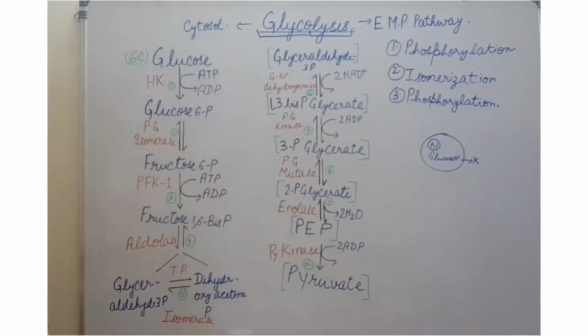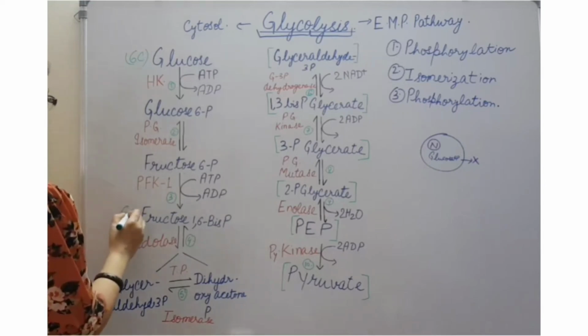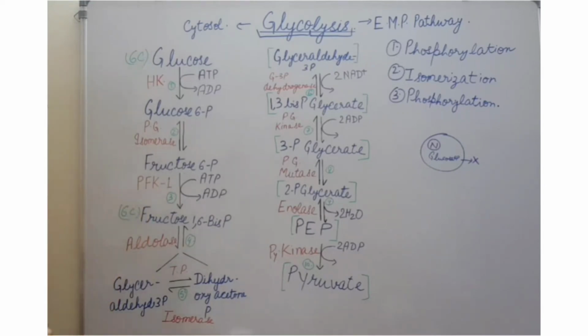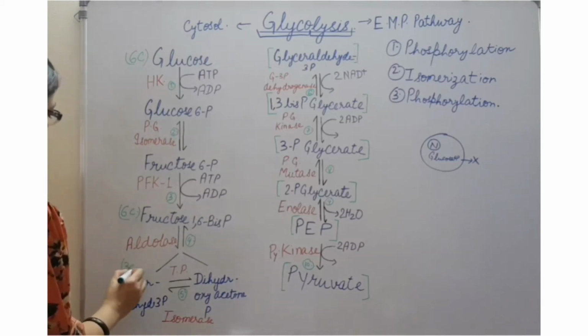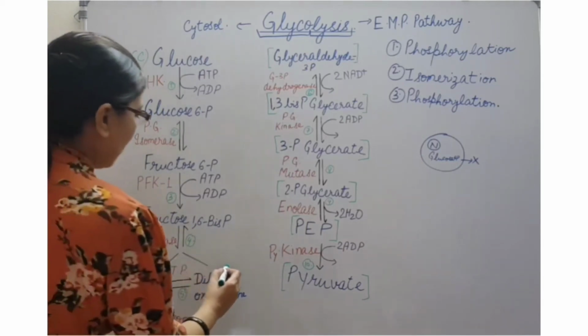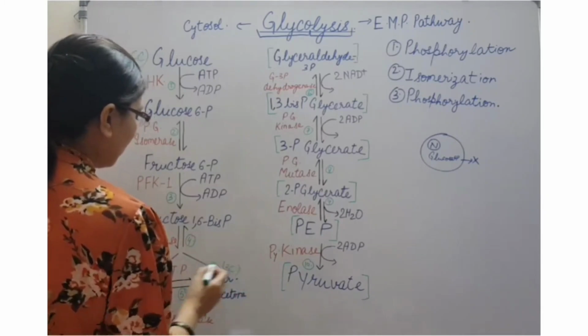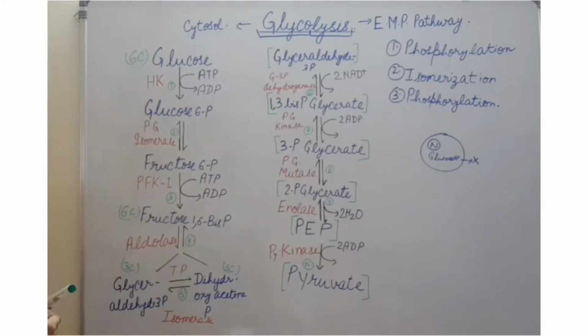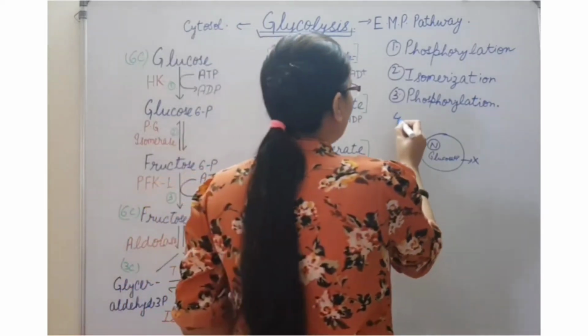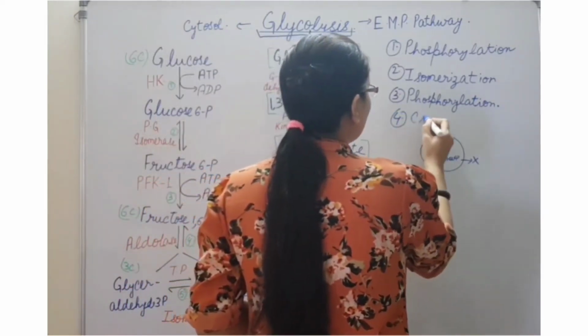Fructose 1,6-bisphosphate is also a 6-carbon compound. Now it is broken down into two 3-carbon compounds, glyceraldehyde 3-phosphate and dihydroxyacetone phosphate. The enzyme which catalyzes this step is aldolase. So the fourth step is cleavage.